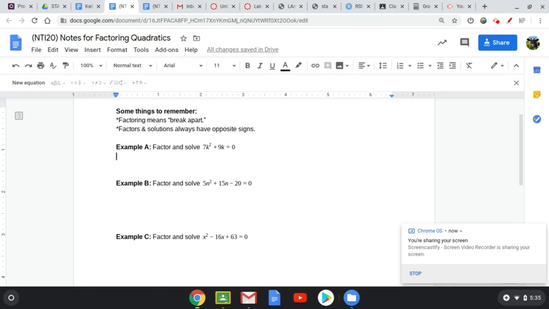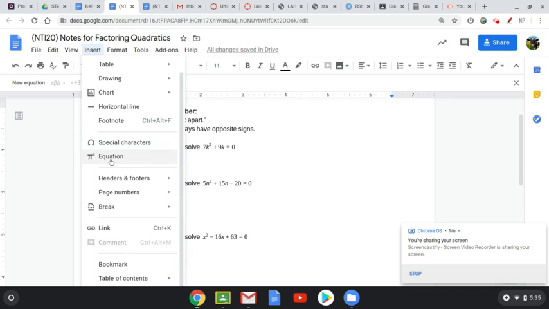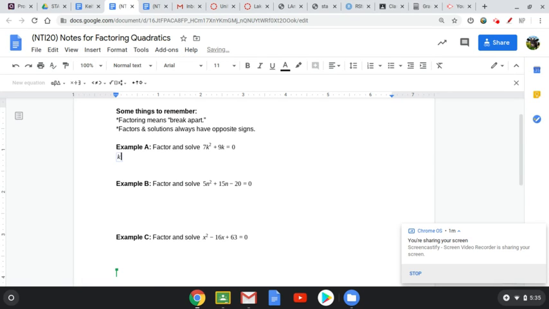So let's take a look at example A. You've got an equation there, and we're asked to factor and solve it. The first thing that I always look for when I go to factor something is do my two terms here, so 7k squared and 9k, do they have anything in common? And in this case, the answer is yes. They both have a k. So my first step in factoring is to pull out that k that they have in common.